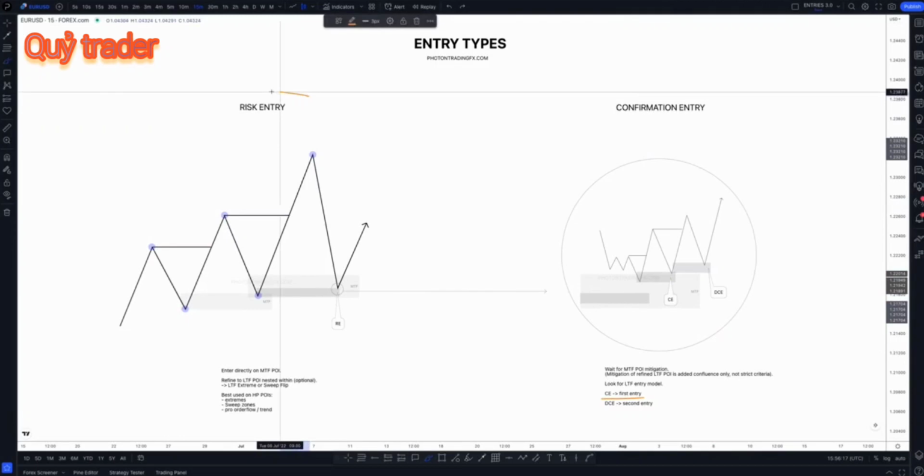But what you may also want to consider is what we call risk entries. And that's essentially where you just enter pretty much directly on your medium time frame POI. So again, remember, what are we doing this whole time? Medium time frame POIs are all we care about, right? That's the idea, that's the philosophy, that's what we're trading. But then once price gets there, we're simply using our lower time frame for execution just to confirm that this POI is holding. It's just a little bit of a layer of extra confluence.